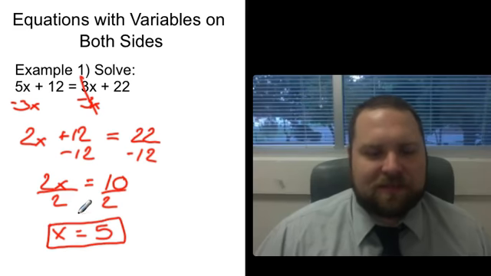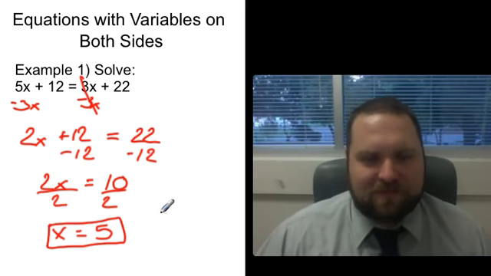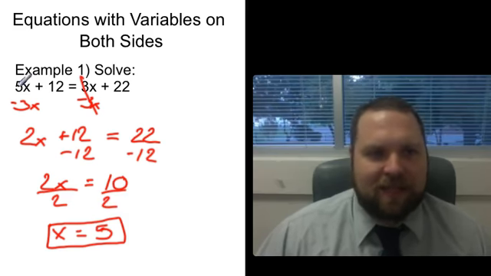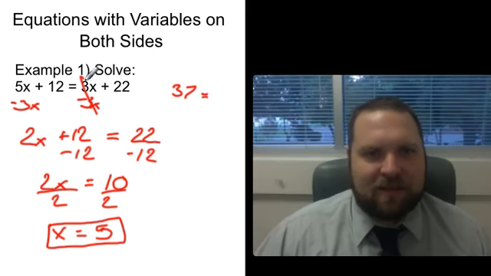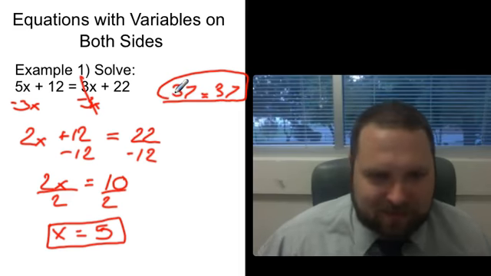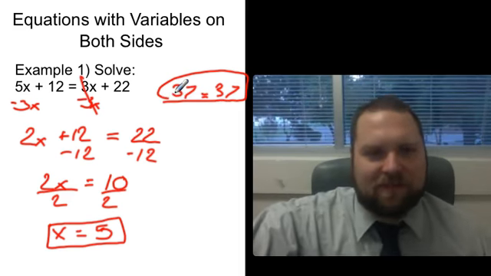Notice I've presented my solution in terms of the variable is equal to, and I can also check my work by substituting back in. 5 times 5, if x is indeed 5, 5 times 5 is 25. 25 plus 12 would be 37 on that side. Over here, I do 3 times 5, that's 15. 15 plus 22 is 37. When I substitute in my solution, I get a true statement. It is indeed a solution. So x equals 5 is going to be my answer.